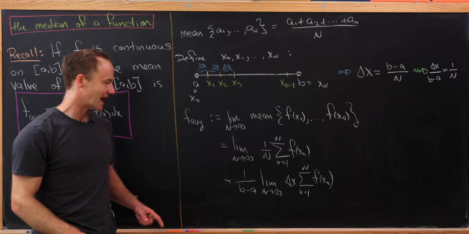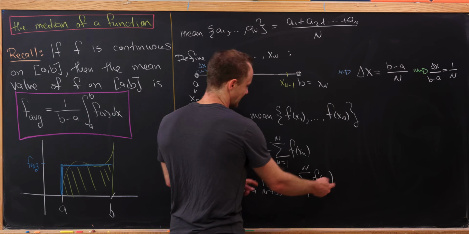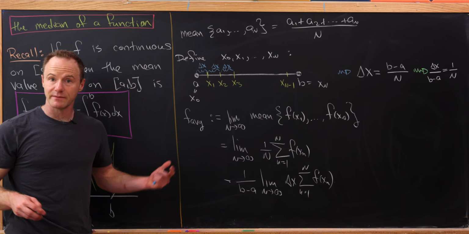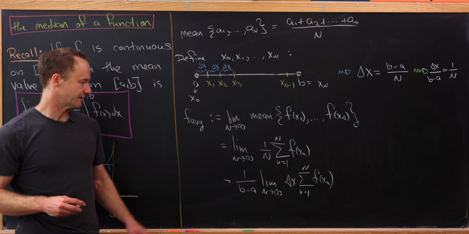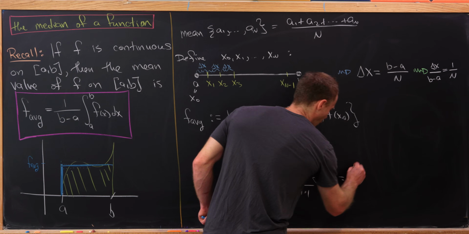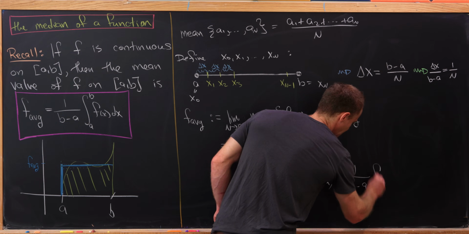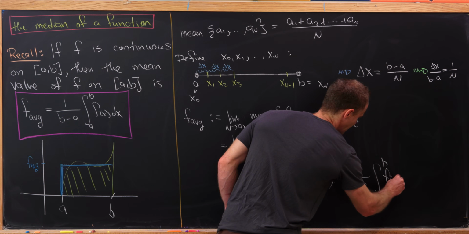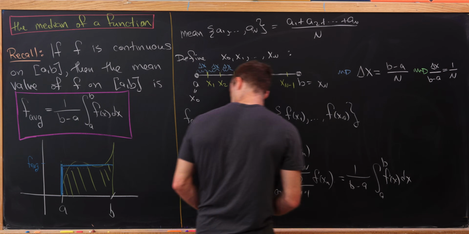But what did we just gain? Well, we just gained something that is equivalent to the limit definition of the integral, if you will. So we have 1 over (b minus a) times the integral from a to b of f of x dx.